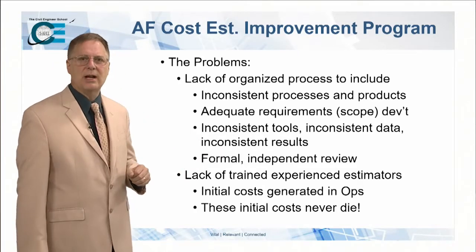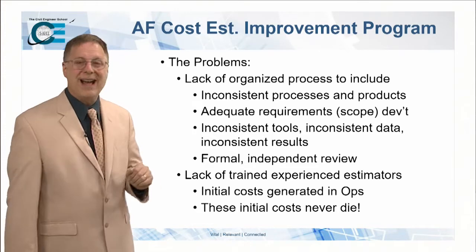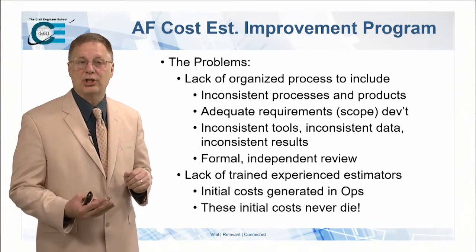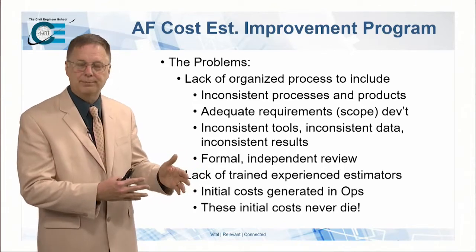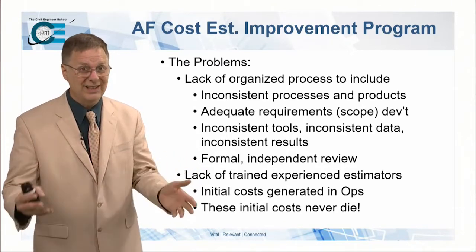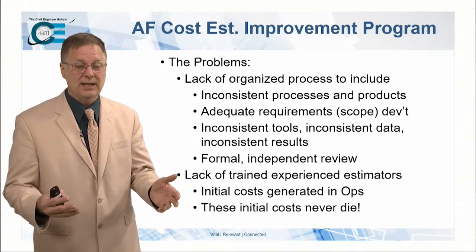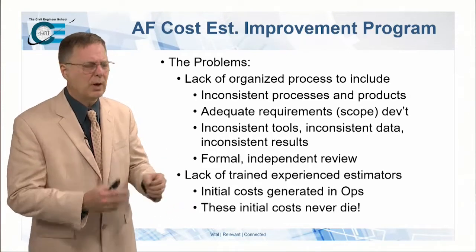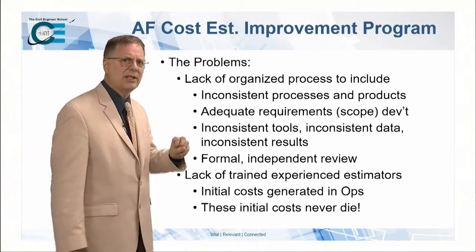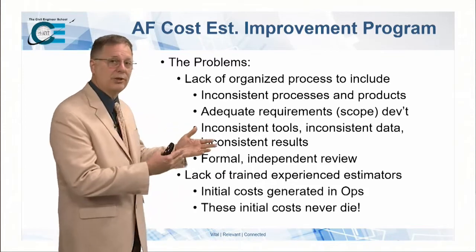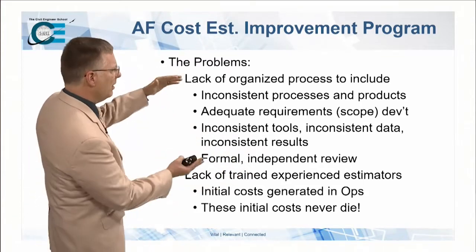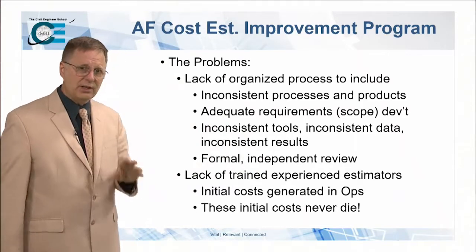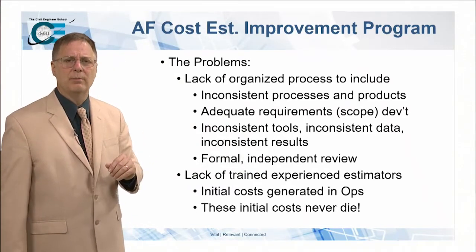We have inconsistent processes. We don't have adequate scope development, and that's one of the major challenges of an estimate: you can't estimate without a decent scope, which is part of the reason why this course is in existence, to get the scope right up front. We have inconsistent tools, and because you have inconsistent tools, that means you're using inconsistent data, and you get inconsistent results. All of these are the problems, and you can also address this from the base level.